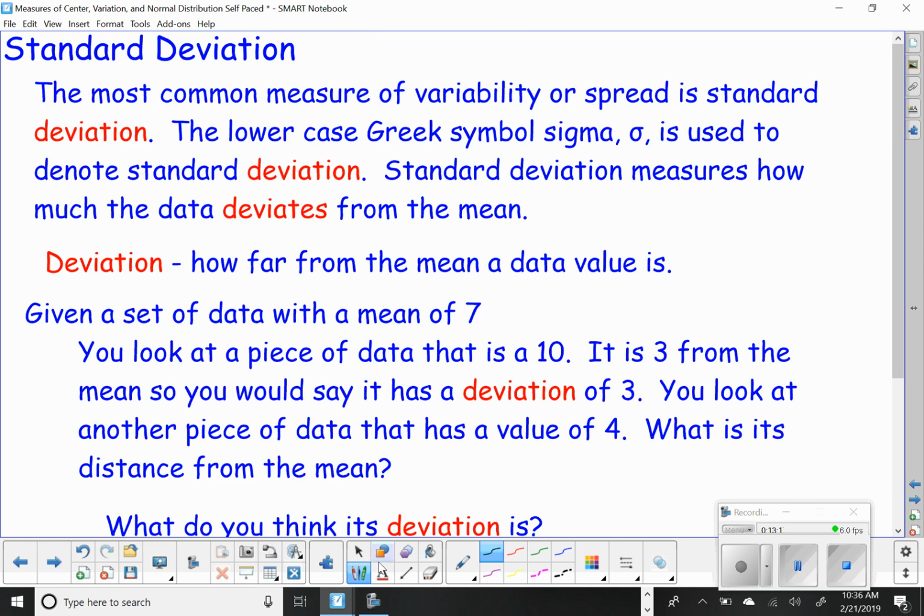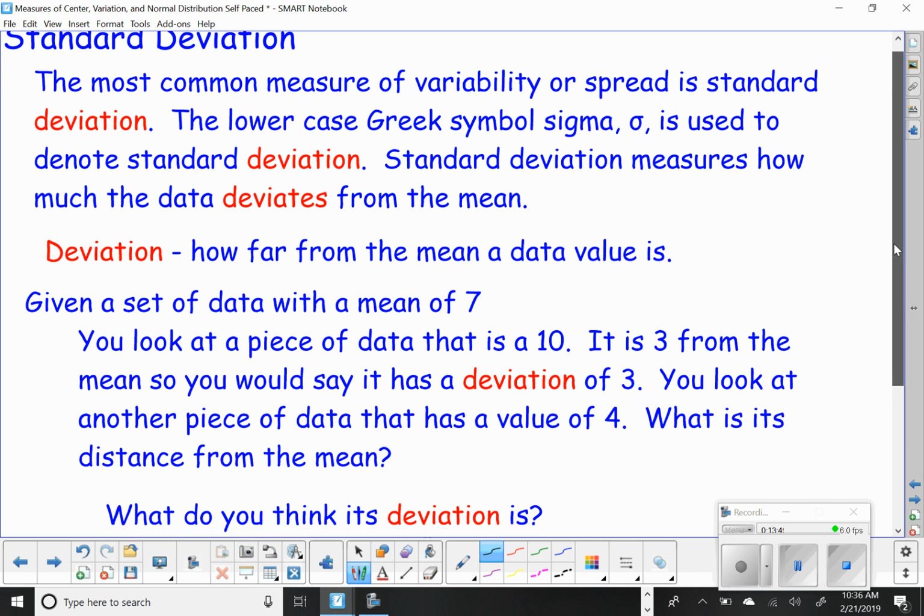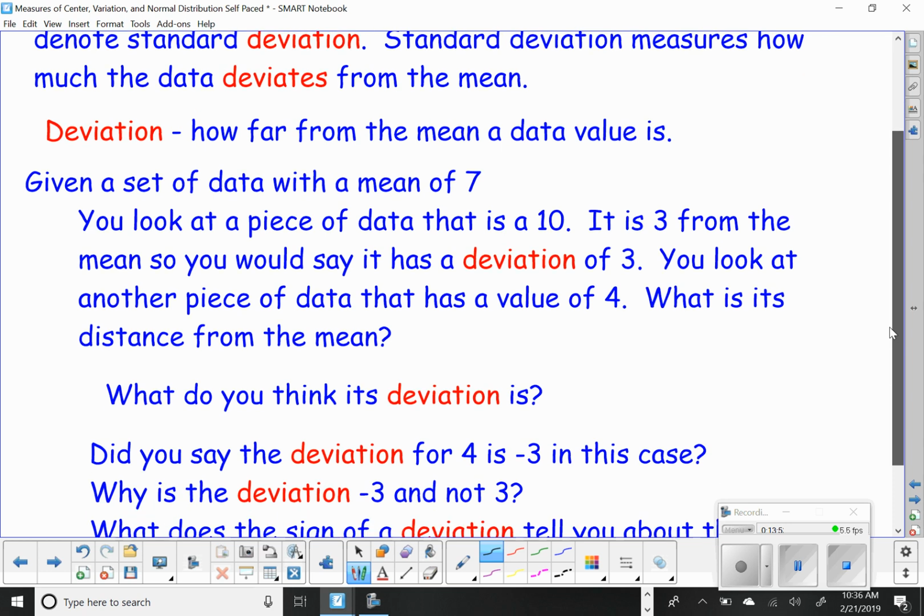Well, what do we do about it? We have a thing called standard deviation. Again, staying away from your notes right now, just understanding what this is and pictures of it. The most common measure of variability or spread is standard deviation. The lowercase Greek symbol sigma is used to denote standard deviation. Standard deviation measures how much the data deviates or moves away from the mean. Deviation is how far from the mean a data value is.